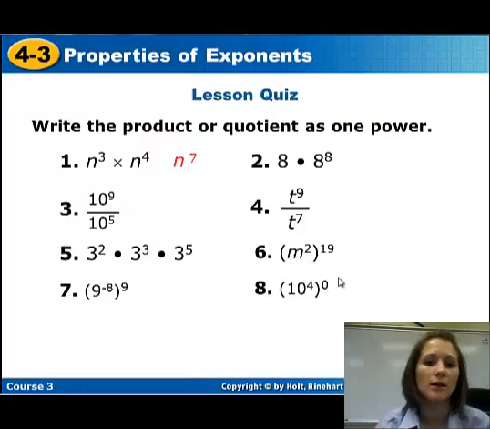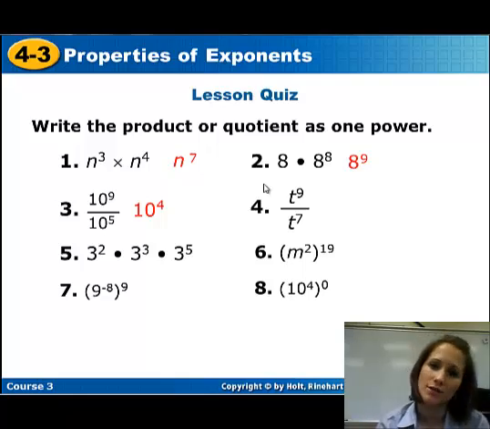On the first one, you should have gotten 7 to the 7th. This is power of a product, and you add the exponents. This is also power of a product. This 8 doesn't have anything over here, which means we only have 1 8. So you could say there is a 1 up there as the exponent, and 1 plus 8 is 9.